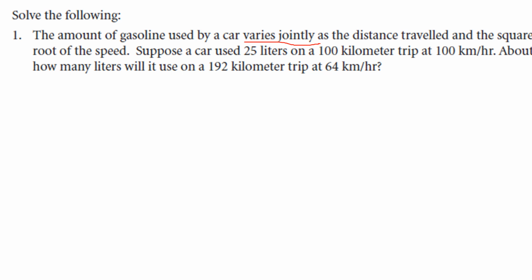First and foremost, when solving word problems, we establish our equation and determine which variation it is. Since we have the hint "varies jointly," this is a joint variation. If the problem does not give a variable, you can make use of your own variable. For example, the amount of gasoline used by a car, I'll use letter A. A stands for the amount of gasoline used by a car.